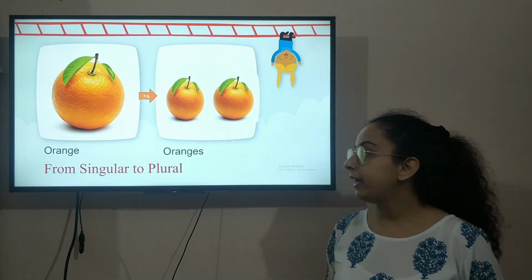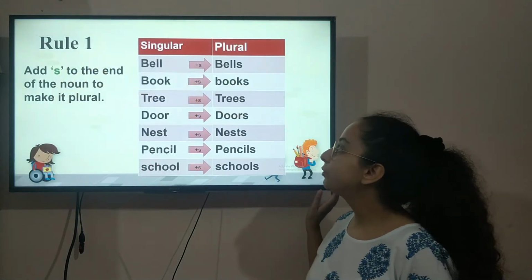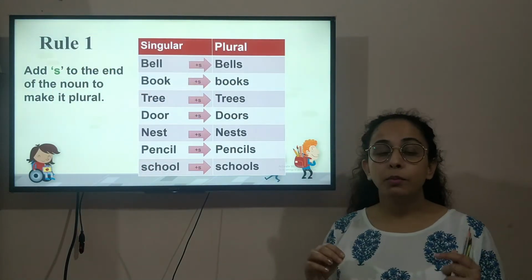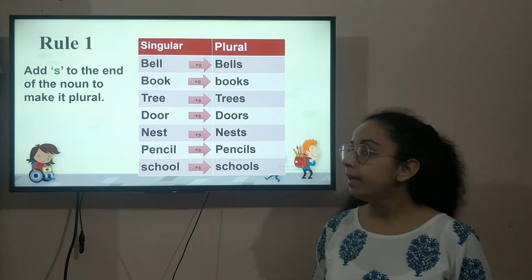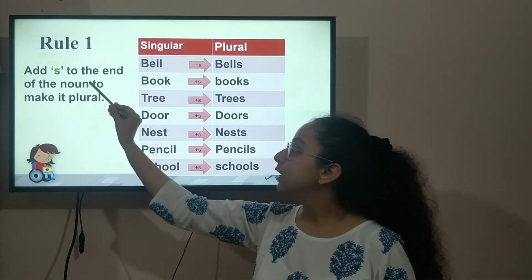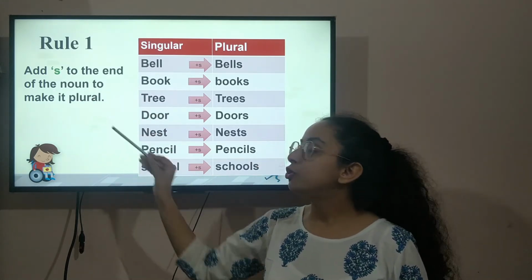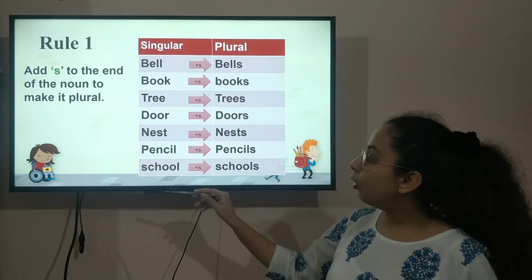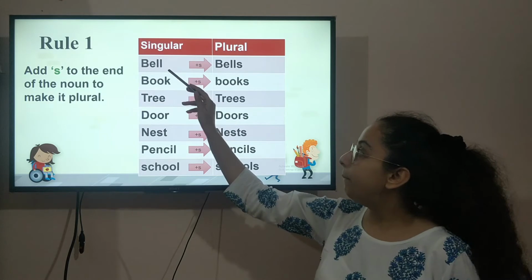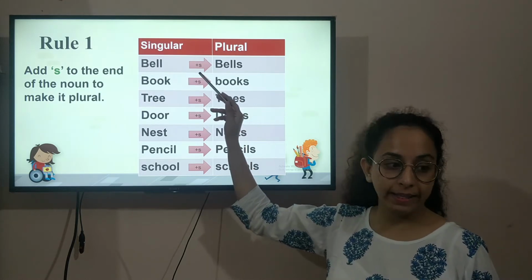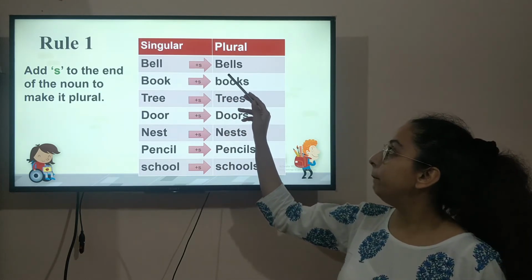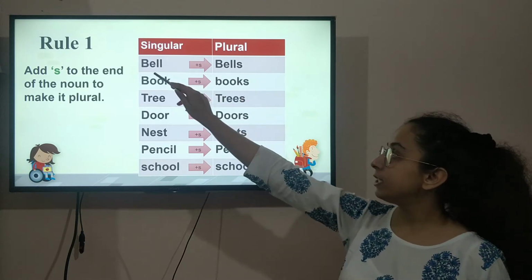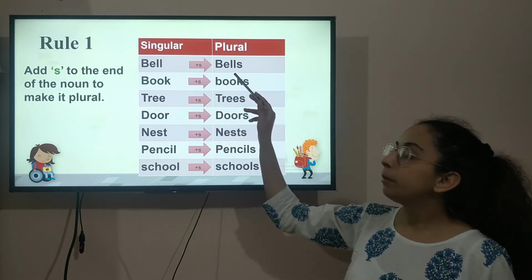So let's look at rule number 1. Rule number 1, it's the simplest rule. Add s to the end of the noun to make it plural. If these are all nouns, bell, by adding s we will make it bells. From singular it will turn into plural.